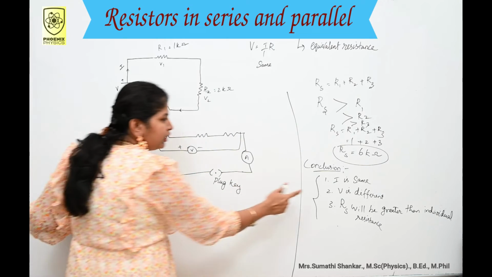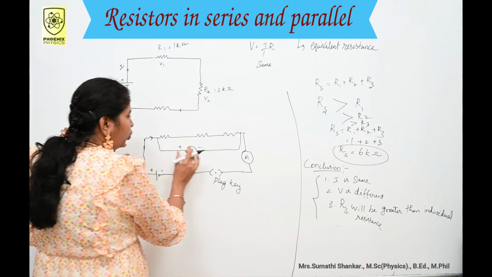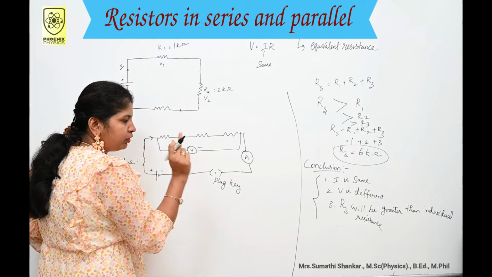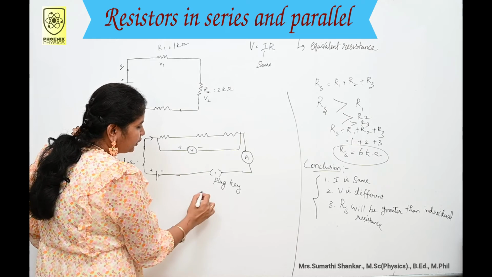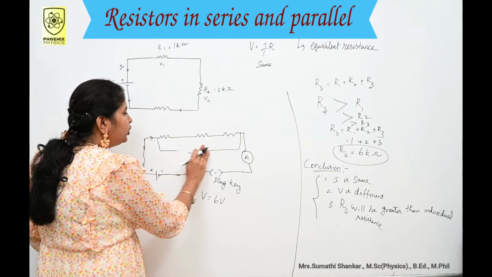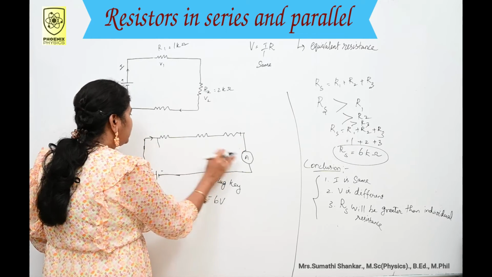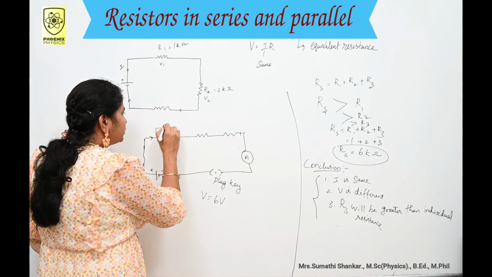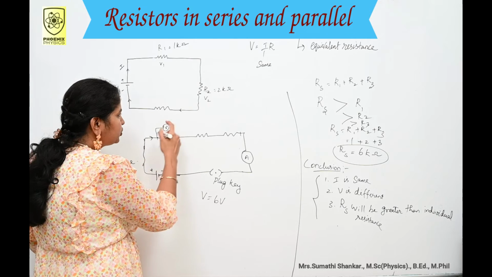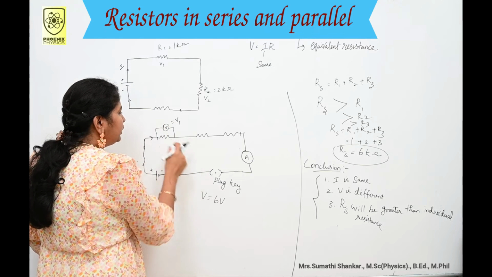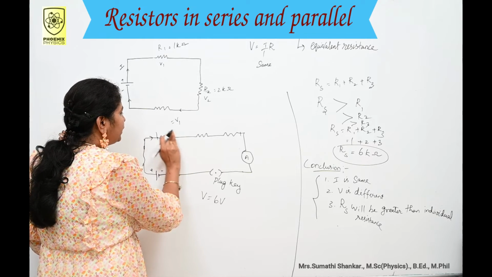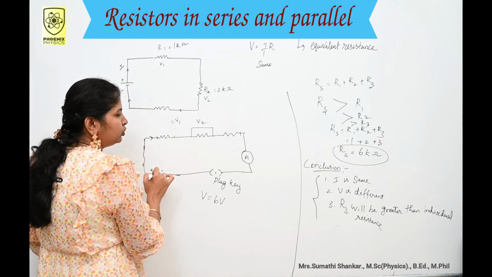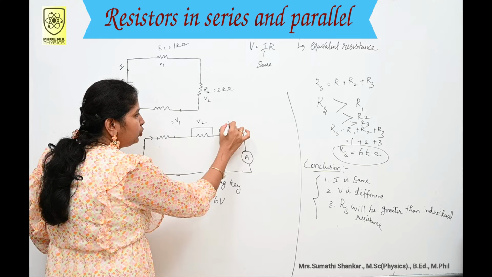Then how do you verify the second statement, V is different? Connect one voltmeter across these 3 resistors. Now you can get one value. Mark the value. Say this value is 6 volt. Then you remove the voltmeter. Now you connect the voltmeter across R1 resistor. You can get one value. Say this one is my V1. Then again you remove the voltmeter and connect across this resistor. You can get the value V2. Same way you can get the value V3.